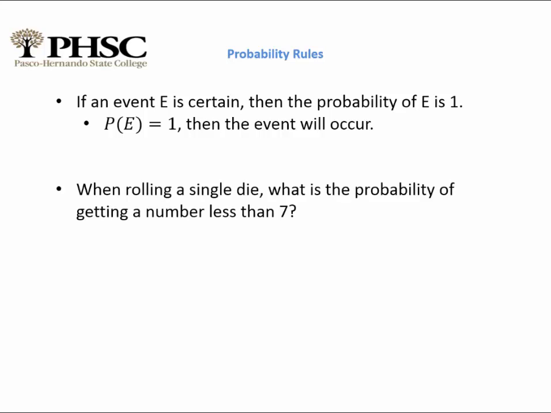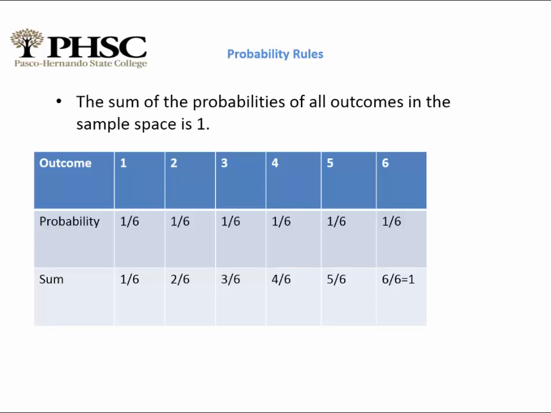So, question: when rolling a single die, what's the probability of getting a number less than 7? Well, the sample space for rolling a single die is 1, 2, 3, 4, 5, 6. So the probability of getting a number less than 7 is 1, because every single outcome is going to be less than 7.